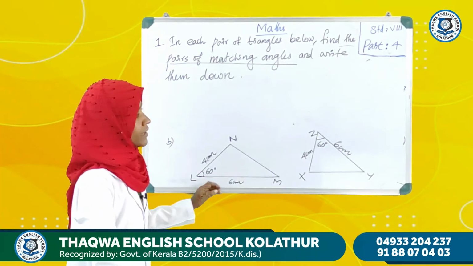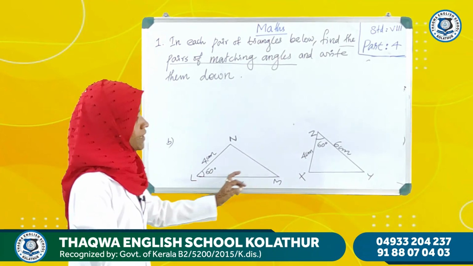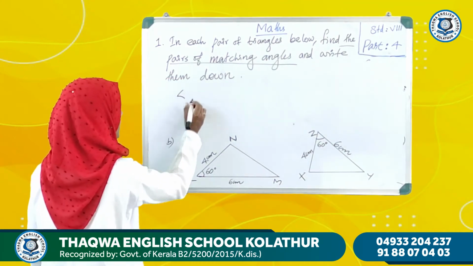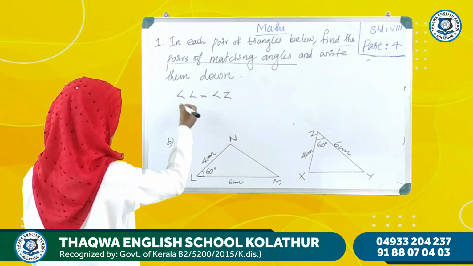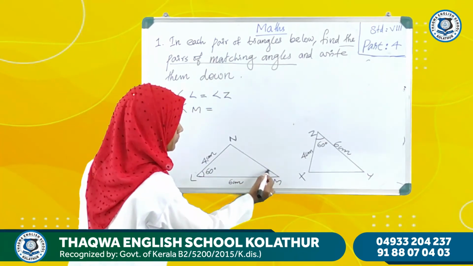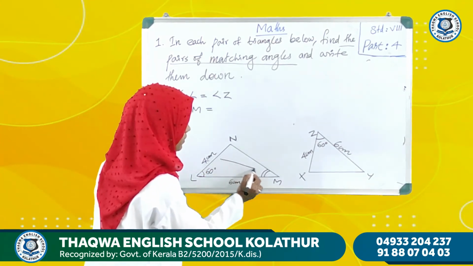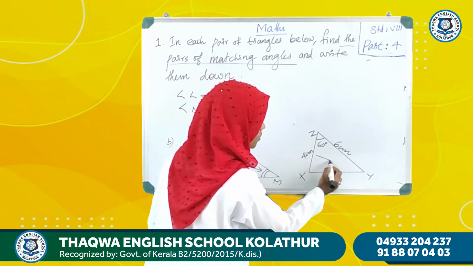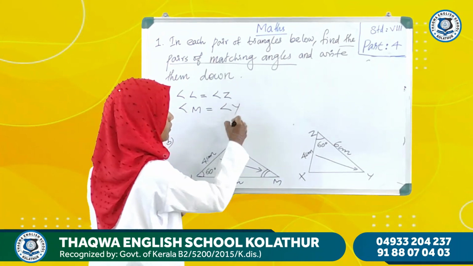First triangle LMN and triangle XYZ. You have given angle L 60 degrees and angle Z is also 60 degrees. Angle L equals angle Z. The next angle M. Angle M is opposite to the side LN. Here LN equals XZ. So we can write angle M equals angle Y.